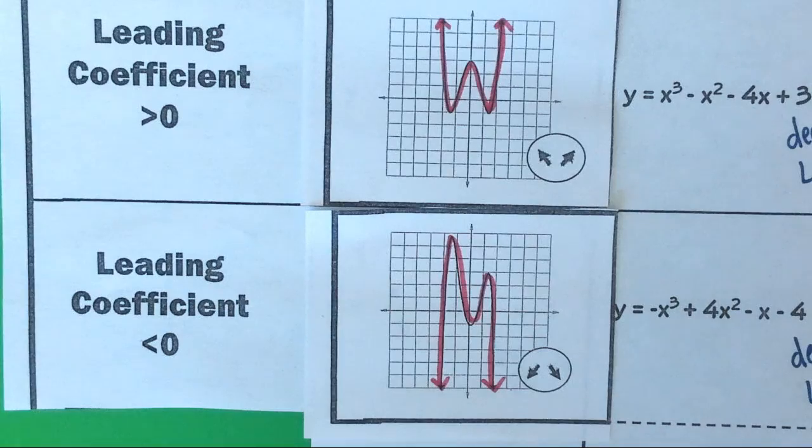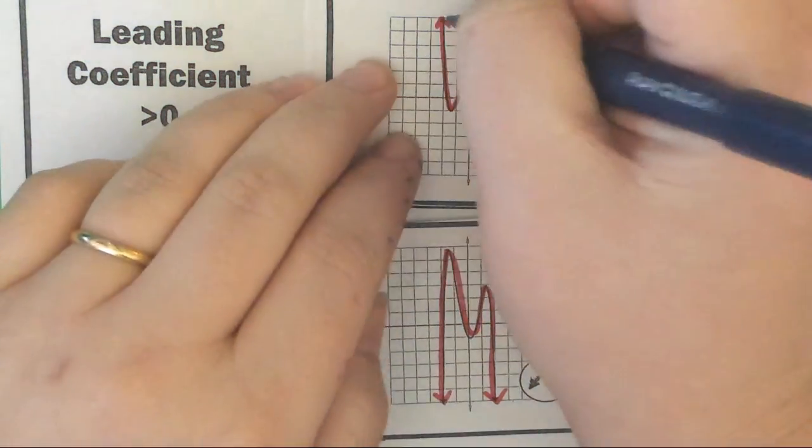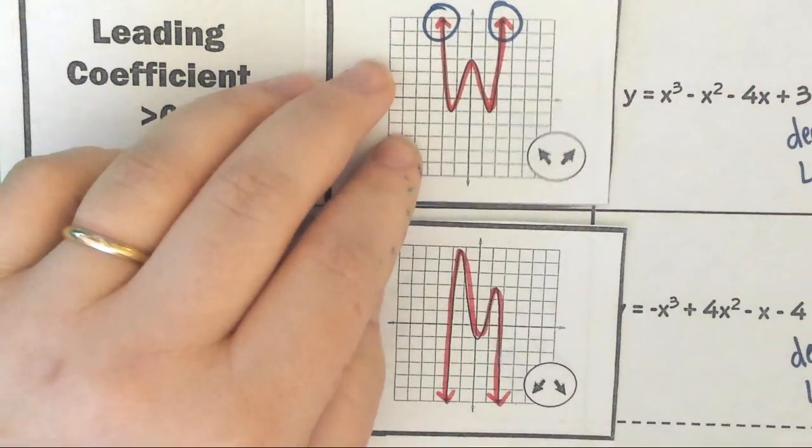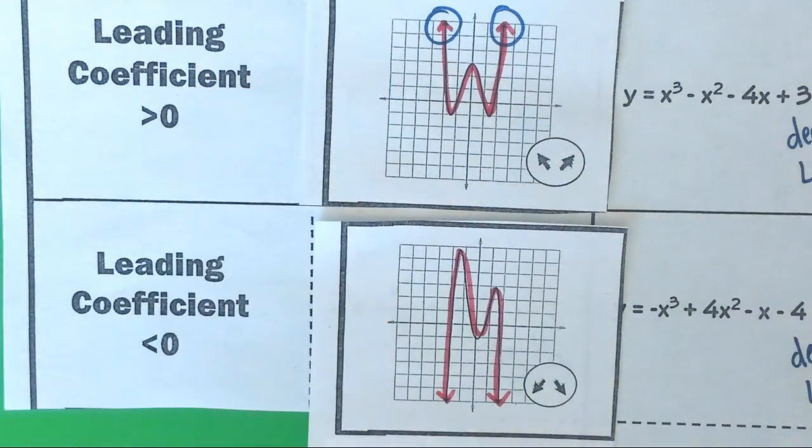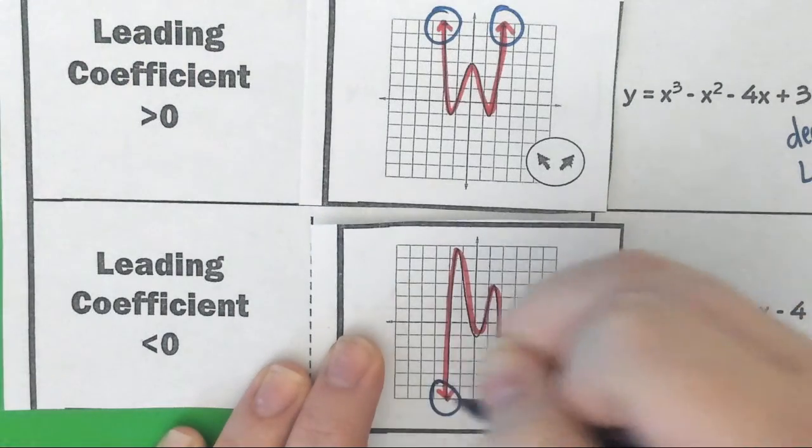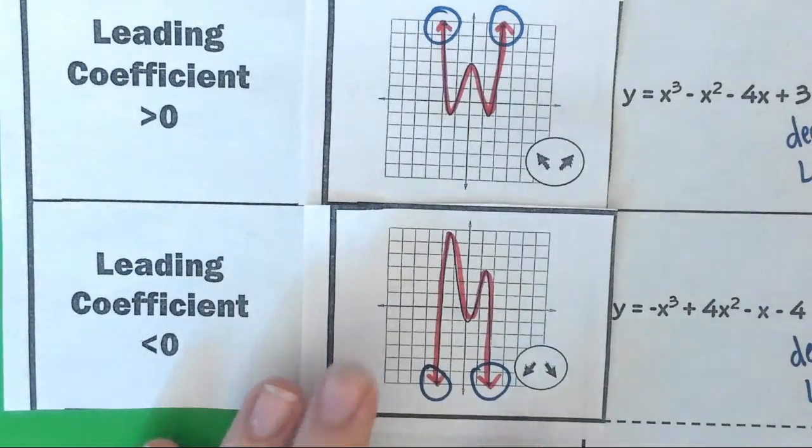End behavior happens on the ends. So where do I see the ends? Yeah, the arrows. So notice both arrows going up towards heaven on this one. Notice on this one, both arrows going down towards hell.